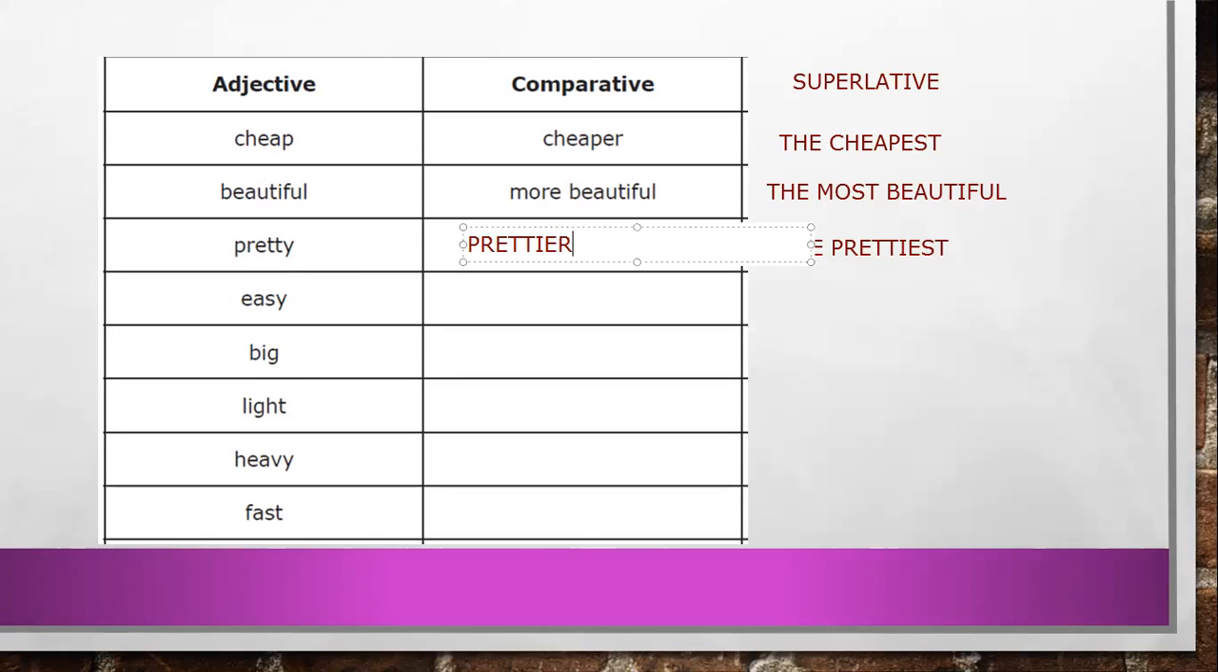So, okay. Very good. What about easy? Easy. And it ends in Y. Easier. Very good. We're gonna say easier. And then for the superlative, we're gonna say the much easier. Oh, the most, the easiest. Exactly. We're gonna go back to the easy rule. Okay, go back to the rule. Okay.